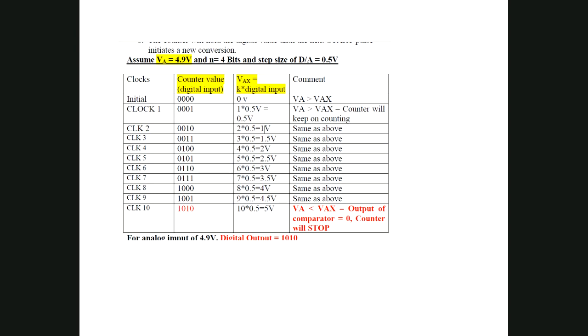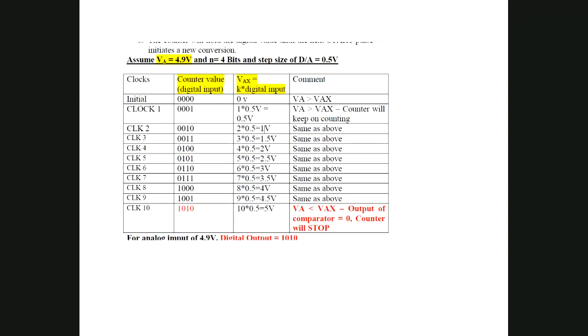So VAX will keep increasing, I told you. Initially, VA will be more than VAX, right? So VAX keeps increasing, and when VA becomes less than VAX, what will happen? The output EOC, end of conversion, will be zero, and the counter will stop counting. Okay, this is what we see, right? It is given to you in the example. Now see the example.